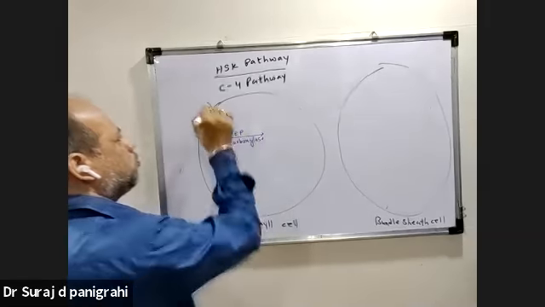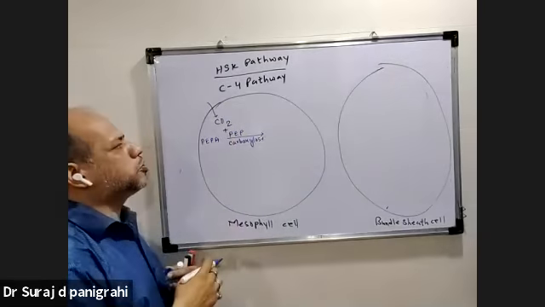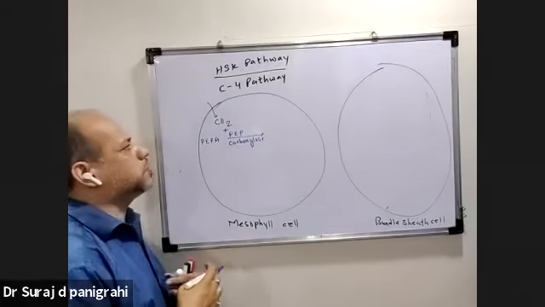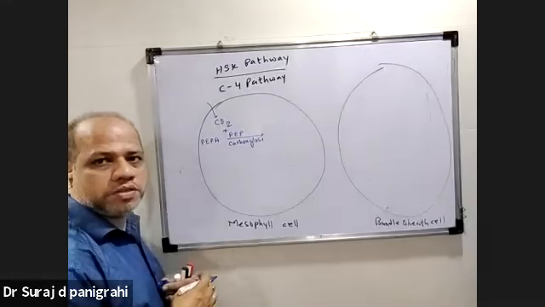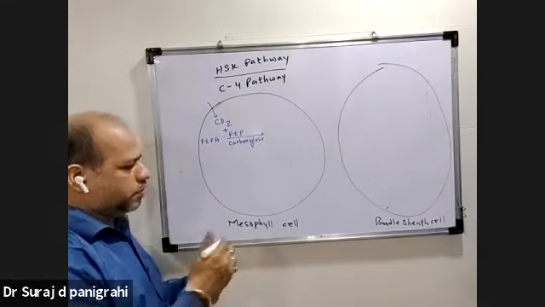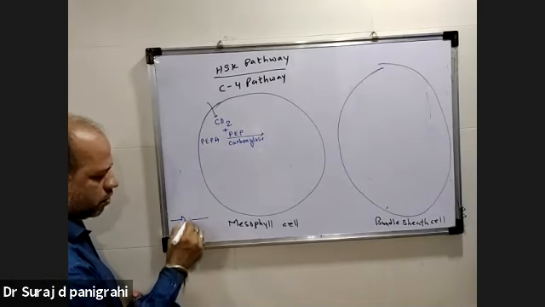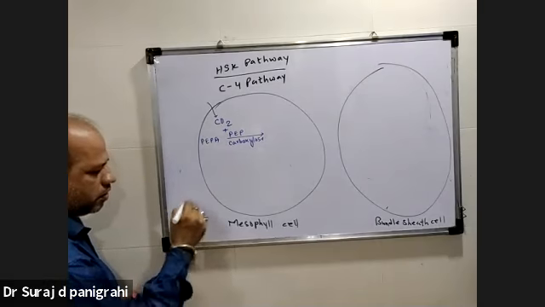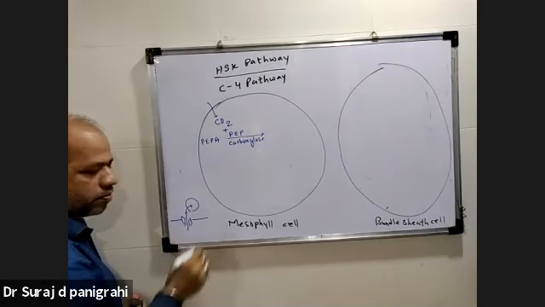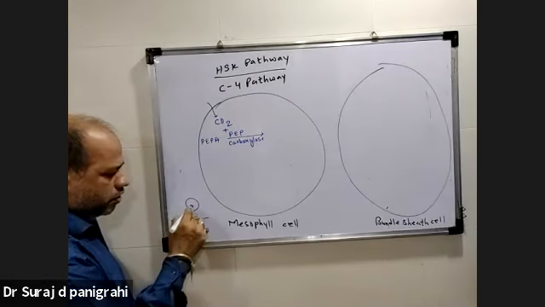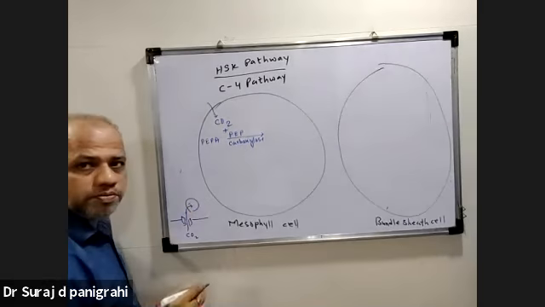I repeat, carbon dioxide of low concentration enters into the mesophyll cell through stomata. Where does it enter from? Through stomata. There is a stomata in the cells, right? In the plant, the lower epidermis has stomata, correct? So from here it goes inside and then there is a mesophyll cell. So carbon dioxide of low concentration enters into the mesophyll cell through stomata.